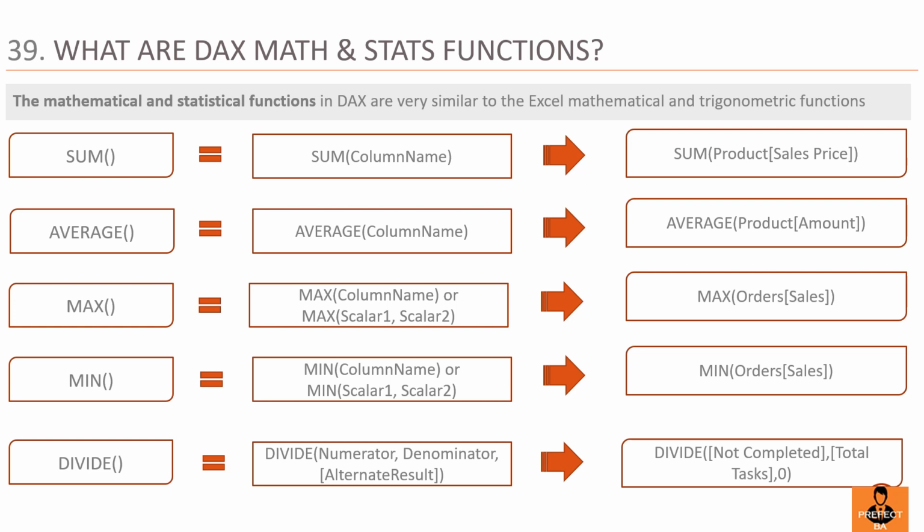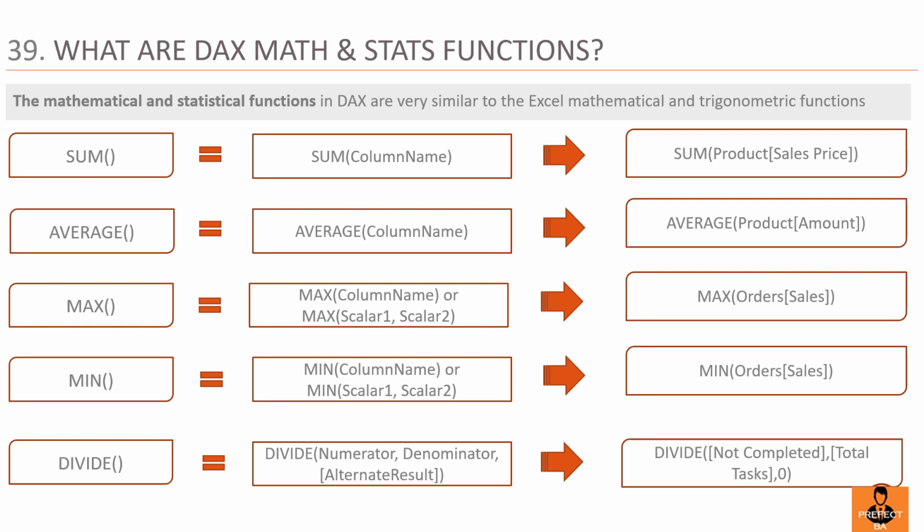Question number 39. What are DAX math and stats functions in Power BI? The mathematical and statistical functions in DAX are very similar to the Excel mathematical and trigonometric functions. Sum function evaluates the sum of the column. Here in the example, the output would be the sum of sales price column in the product table.